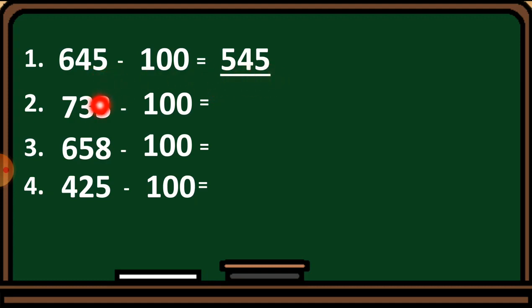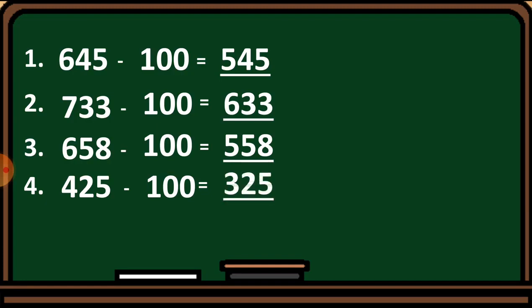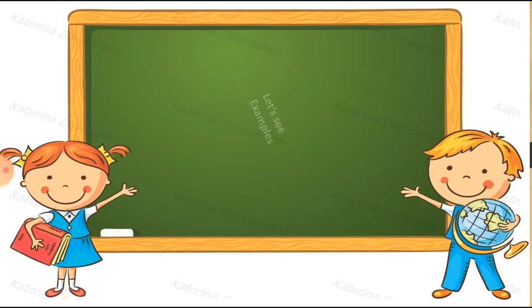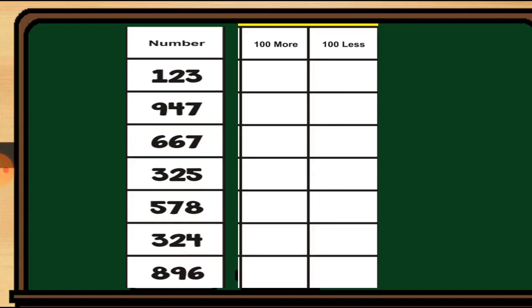Example number 2, 733. We cut one from the hundreds place. So we get the answer 633. Example number 3, we cut 100 from 658. So we get the answer 558. Example number 4, 425. We cut 100 from it. So we get the answer 325. Let's see now some examples according to this topic.